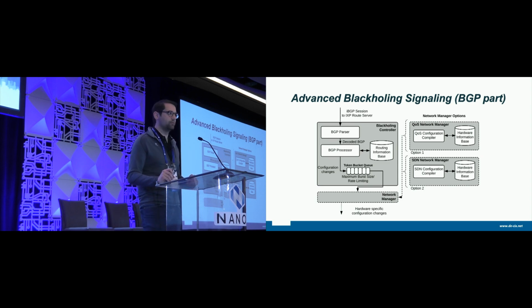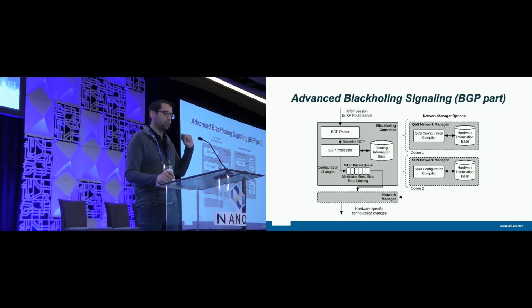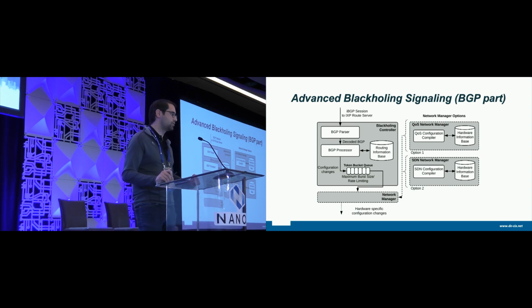And here we just zoom in on the management and signaling part. We have an iBGP session from the route server with our blackholing controller, and then we pass the BGP messages, simple so far. We process those and check them with the routing information base, just to verify whether someone is allowed to announce those. Then we take the configuration changes, only the delta, and process them. We need a maximum burst size token bucket queue so that we can shape things: if someone is announcing a lot of filters, a lot of rules, we smoothen it a bit and do not overload the system.